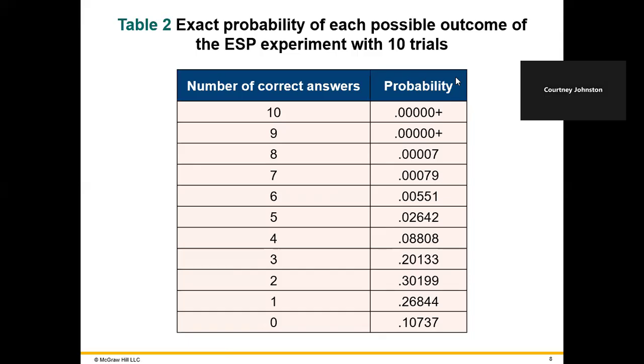This is the exact probability of each possible outcome of the ESP experiment. Hopefully you can still see the screen sharing. Make sure everything's on there. With 10 trials, in regard to the number of correct answers, the probability is next to zero. The probability of zero correct answers is much higher than that, but your highest is going to be right around two. People can guess pretty well.